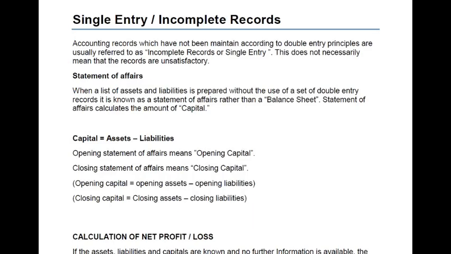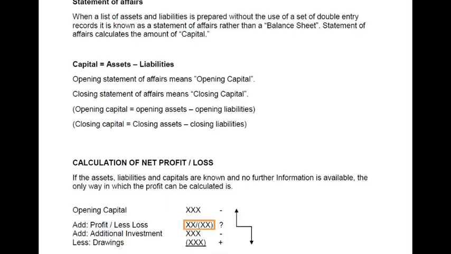In a statement of affairs, we do not have profit. Therefore, we cannot make a reconciliation for profit such as opening capital, add profit for the year or less loss for the year, less drawings. So we just make assets minus liabilities equal to capital. So a statement of affairs is basically a statement just to calculate capital. An opening statement of affairs means opening capital, and a closing statement of affairs means we need to calculate closing capital. Opening capital is opening assets minus opening liabilities, and closing capital is closing assets minus closing liabilities. So this was the format for the statement of affairs.